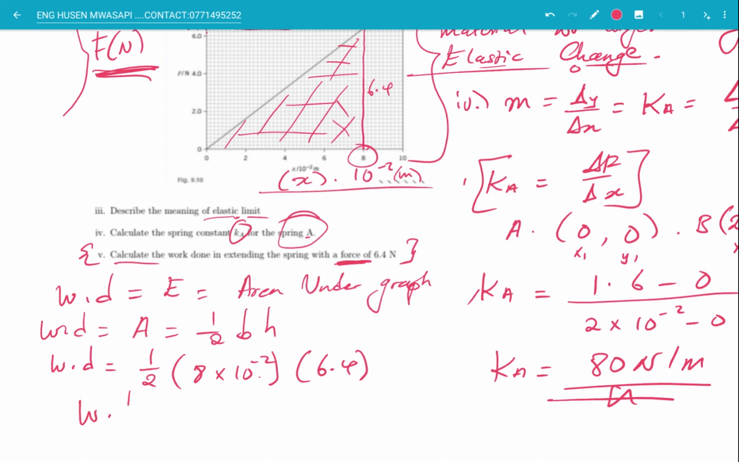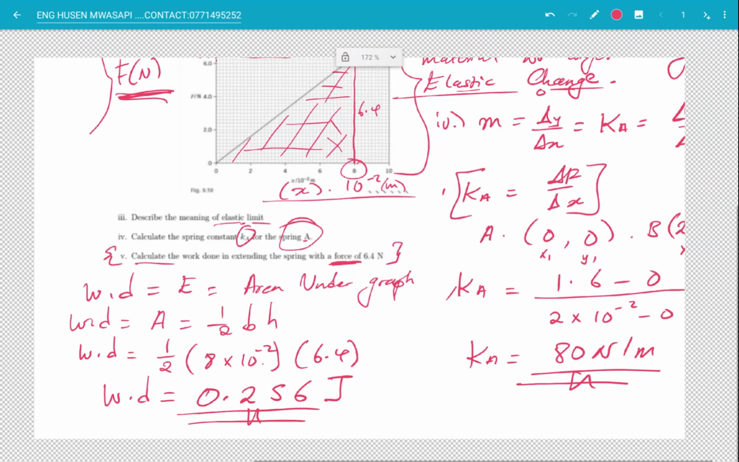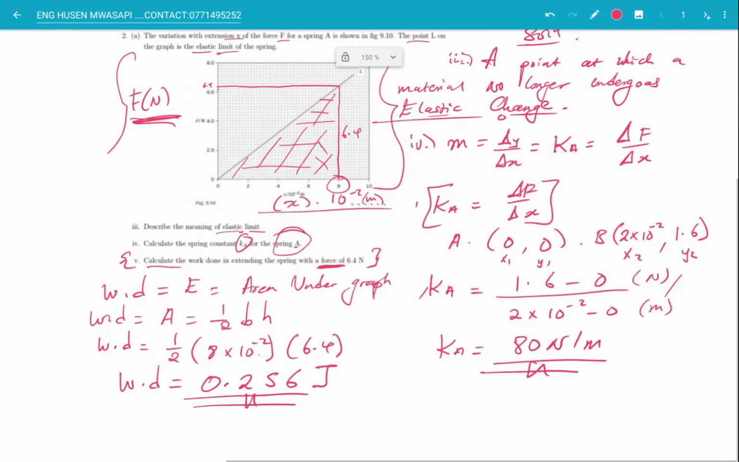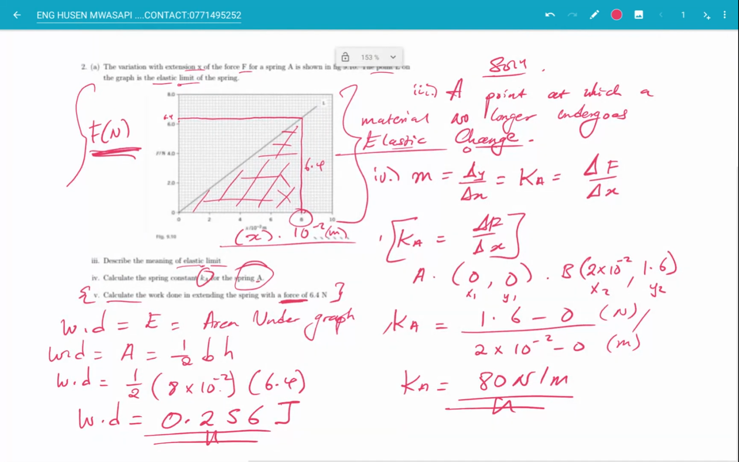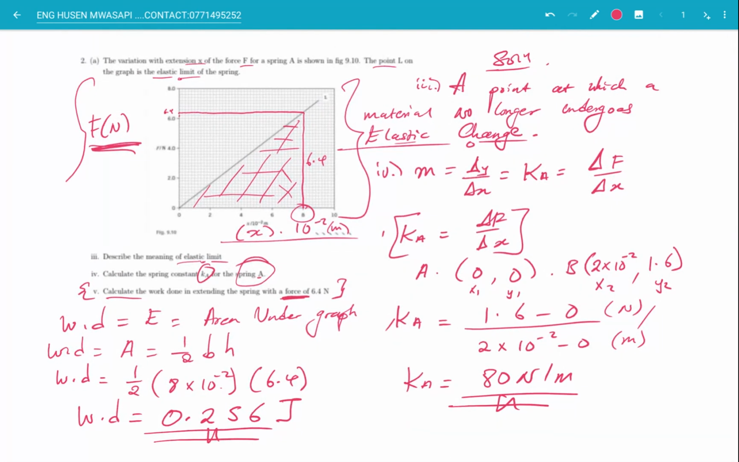So work done is simply going to equal, if you compute this, 0.256 joules. And this is your final answer. So basically, when it comes to physics, it's all about you understanding how to apply the concepts that you have in order to solve problems that you might be given.